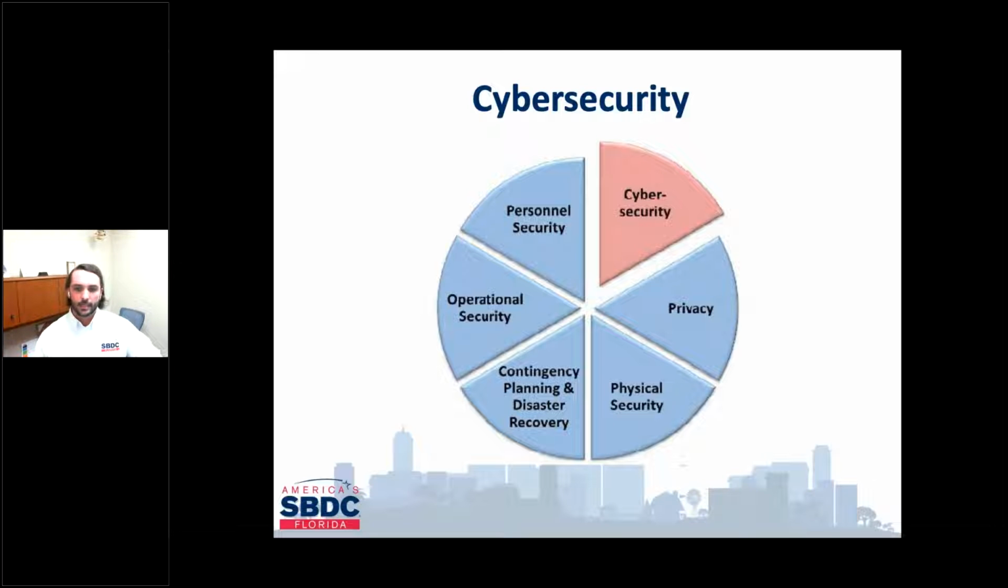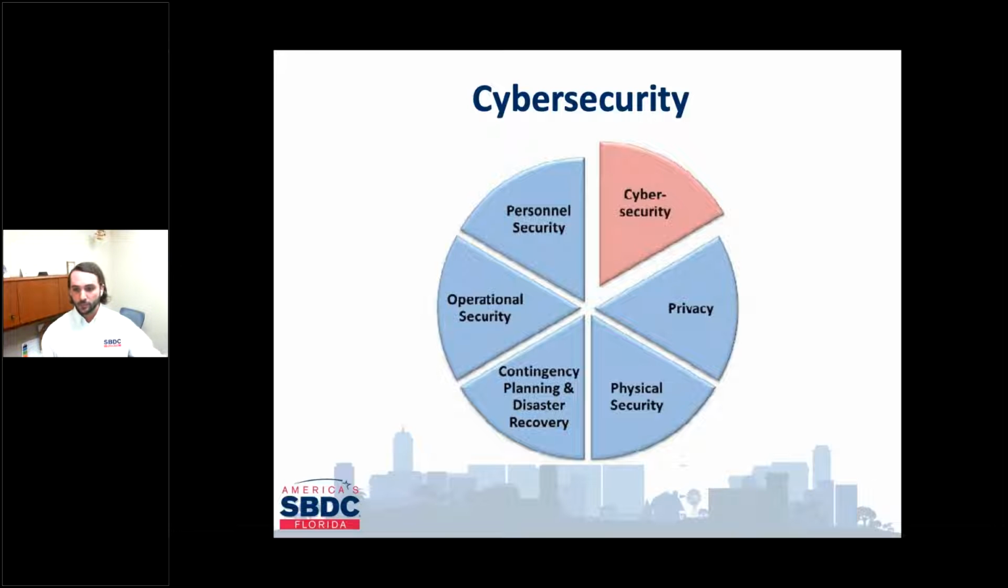So privacy is just protecting that personal information, right? Physical security is the protection of property, so like using fences and locks and things like that. Contingency planning and disaster recovery, so how to resume normal operation after an incident. This is also known as business continuity planning. Operational security, so protecting business plans and processes. And then you also have personnel security, which is like using background checks and things like that.